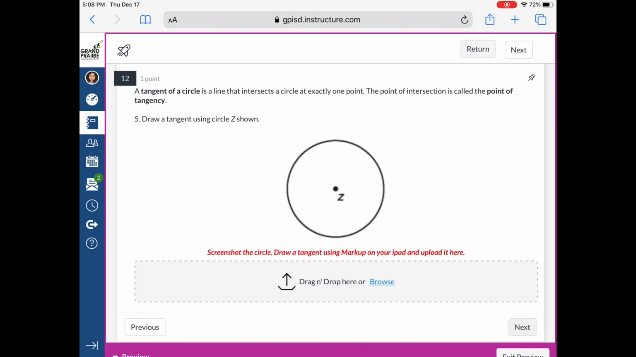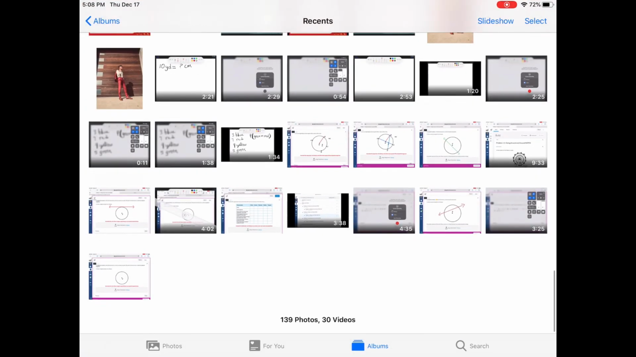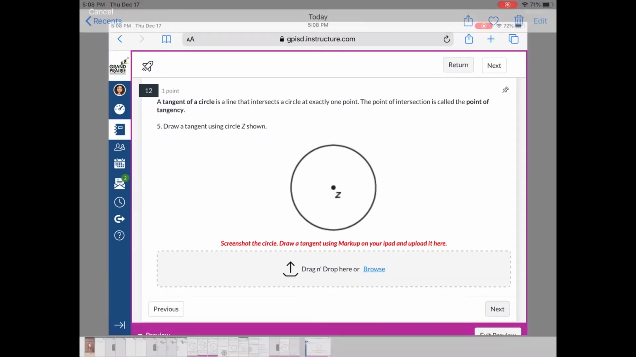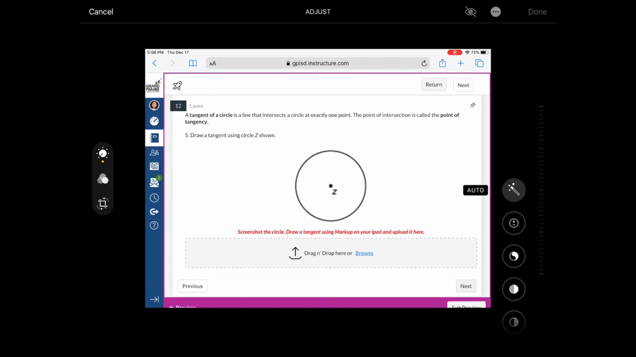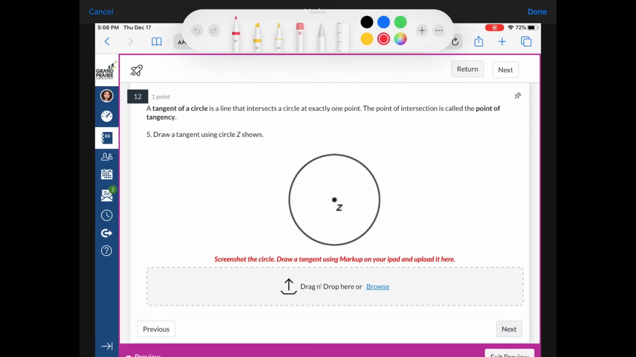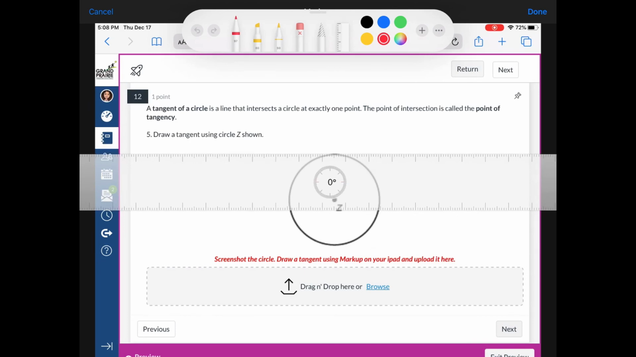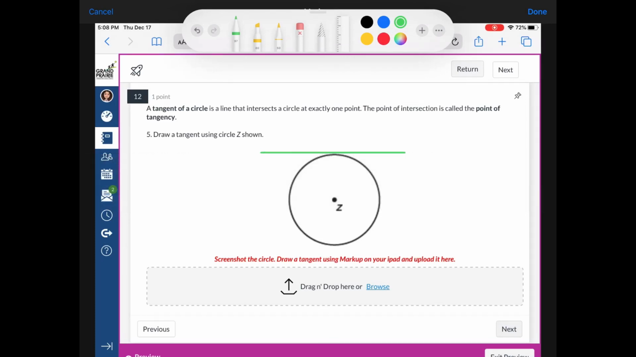So let's go ahead and draw a picture of this. Like we always do, we're going to take a screenshot of it, and then go to our photos and mark it up. Okay, so let's go ahead and draw this. We're going to use the straight edge. And like I said, it only touches the circle at one point. I'm going to make it green this time. So here is my tangent line.